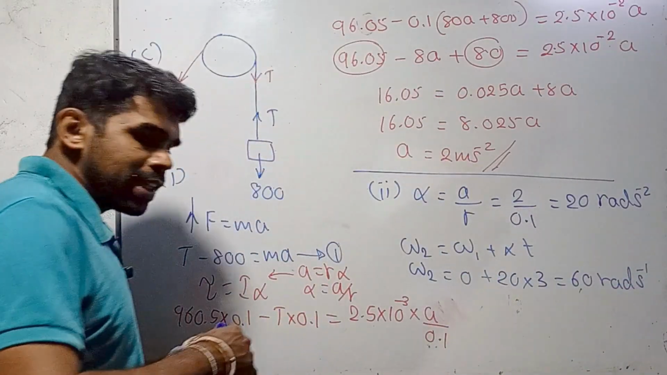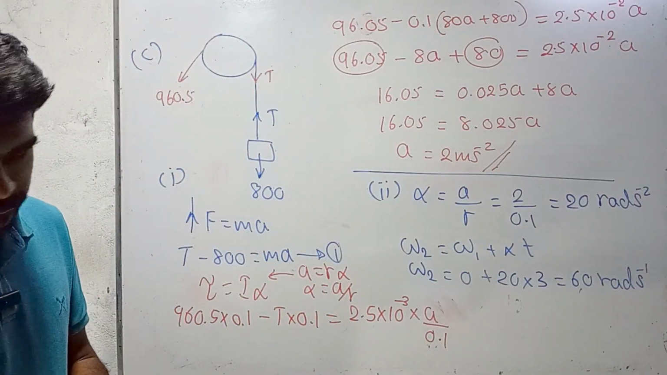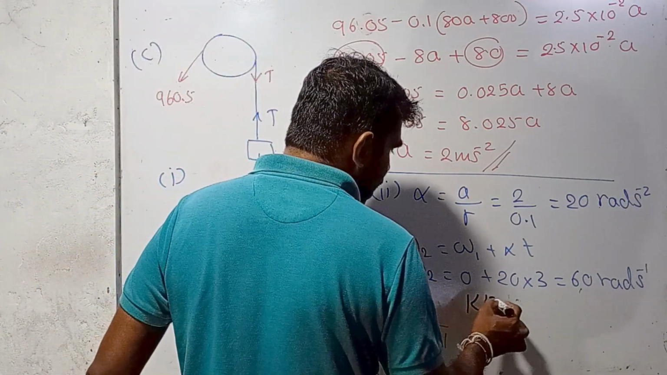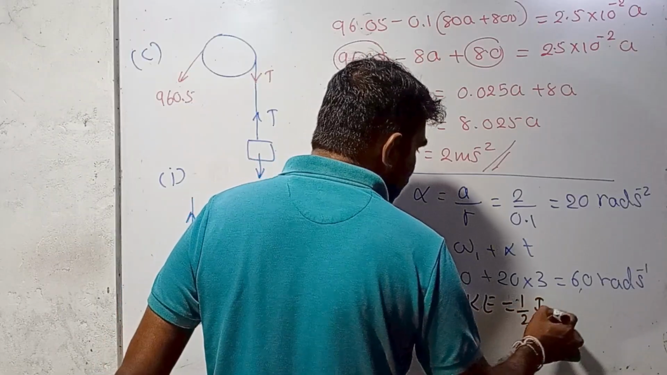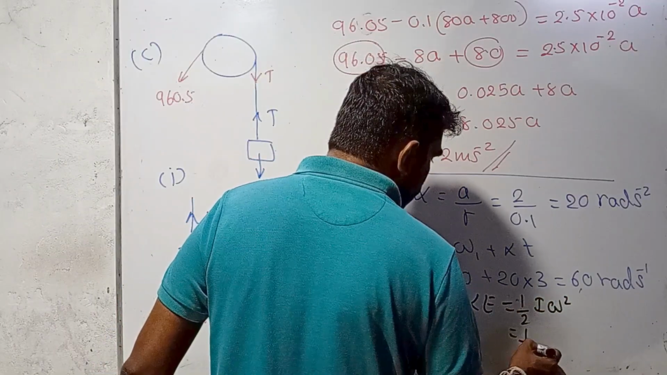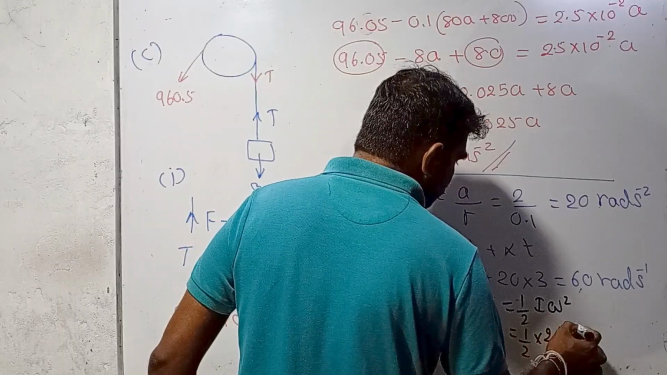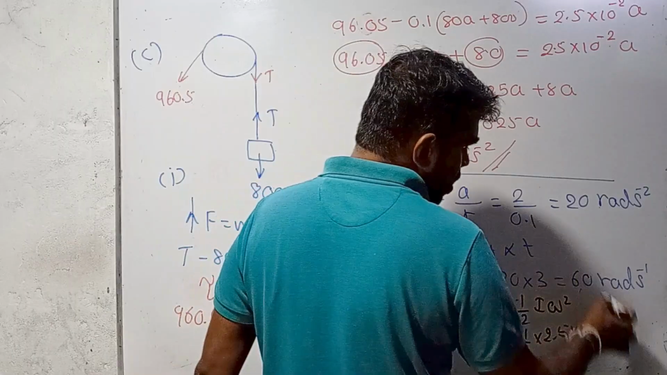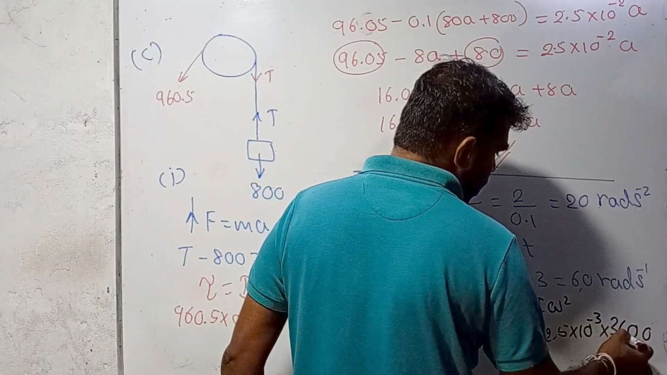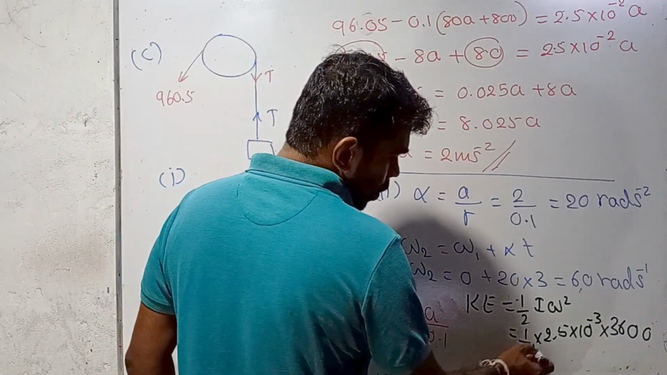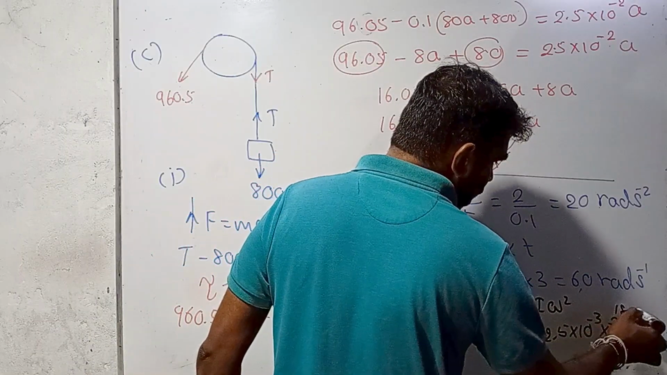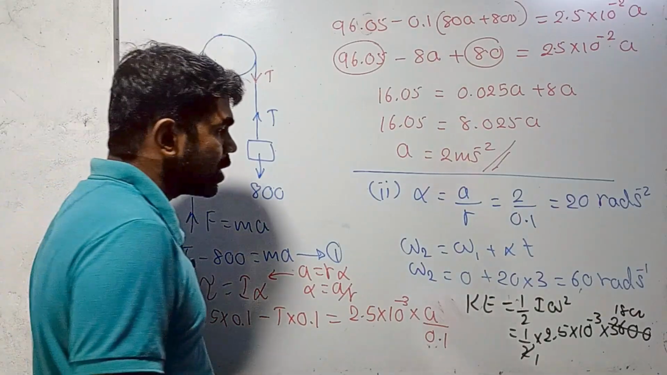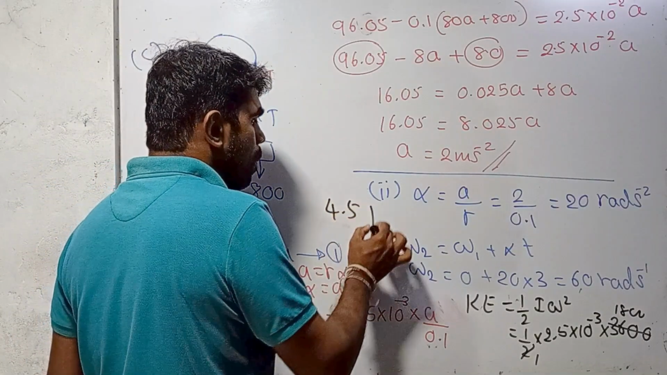Then we have to calculate the rotational kinetic energy. Rotational kinetic energy is half I omega squared. Half, I value 2.5 into 10 to the power minus 3, omega squared 60 squared, 3600. 3600 divided by 2, 1800. And you can multiply it and obtain that the rotational kinetic energy is 4.5 joule.